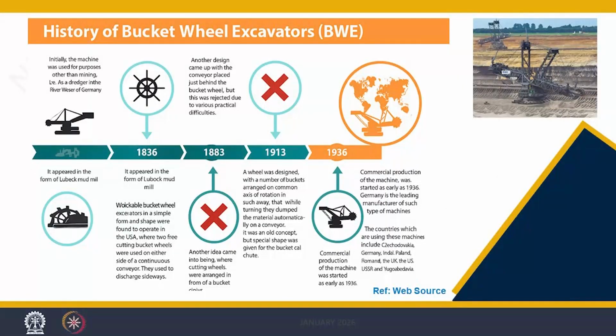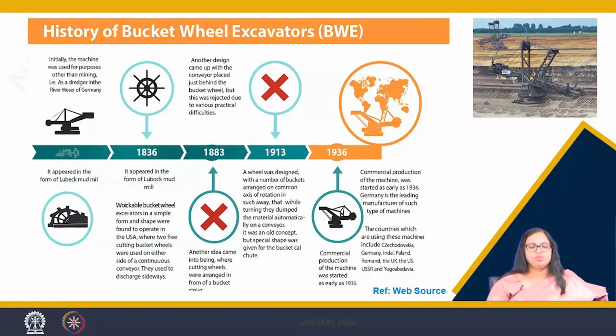Now when we talk about the history of a bucket wheel excavator, the idea initially came from a dredger that was hosted on the river Weser of Germany. From that, the idea was first initiated, and thereafter something similar to a bucket wheel excavator was seen in Austria in the form of the Lübeck mud mill. Thereafter came the original design of the bucket wheel excavator, where it was used as a reclaimer.